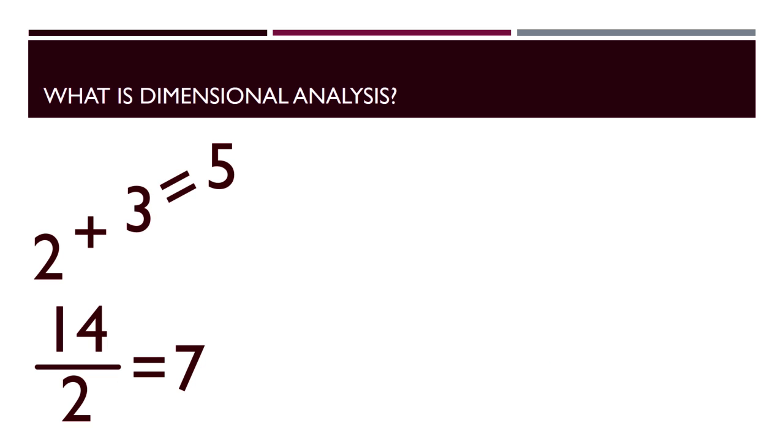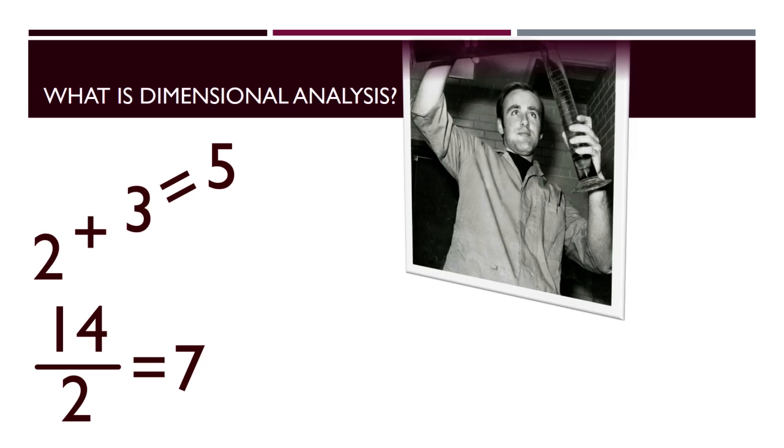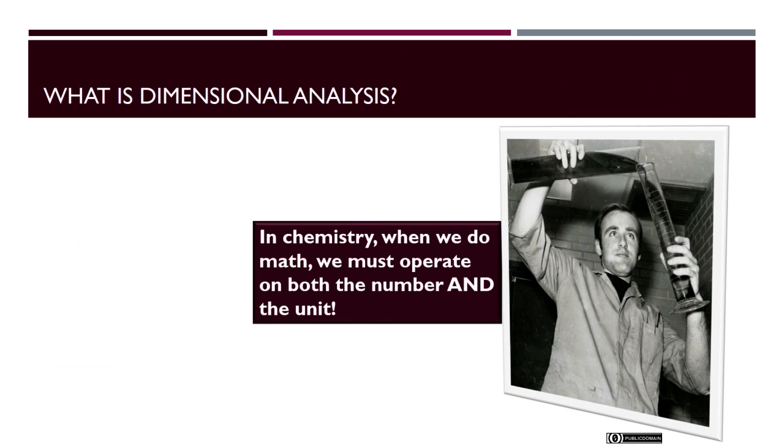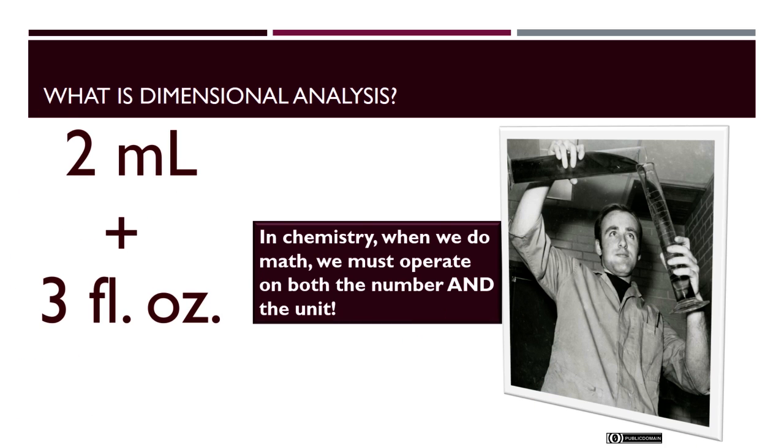In chemistry class, though, we tend to be dealing with measurements. Measurements have both a number and a unit. So in fancy chemistry math, we have to make sure that we're operating on not just the numbers, but also the units. 2 plus 3 is 5, but what is 2 milliliters plus 3 fluid ounces? If we want to add these measurements, we'll have to keep the units in mind as well.